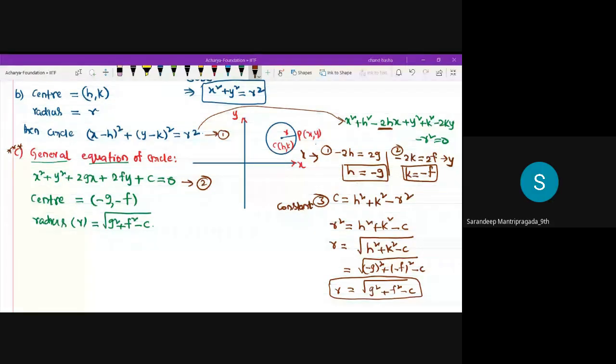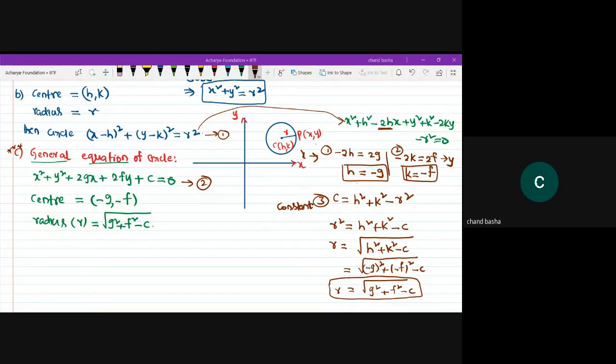Sir, is r square equal to 0? If r is equal to 0, it is called a point circle. You will get just one point. Radius 0 means just a point. Sir, I have a doubt. What is radius? The distance from one fixed point to the variable point. Whenever the radius is 0, it is just a point. Clear? Yes, sir.